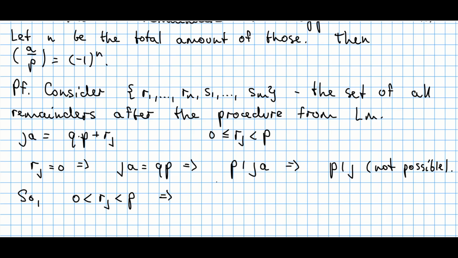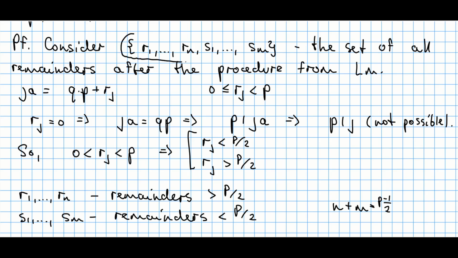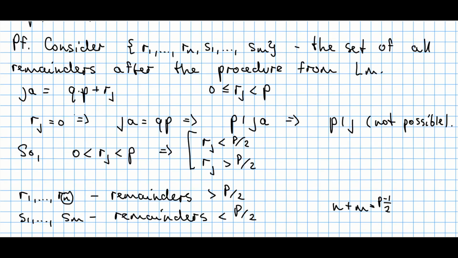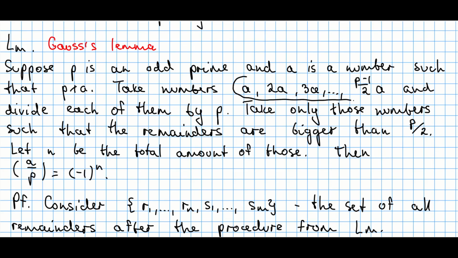And here, this decomposes into two possibilities. Either Rj is going to be strictly less than P over 2, or it can be strictly bigger than P over 2. It cannot be exactly P over 2 just because P is an odd prime, so P over 2 will not be an integer. So this set contains the following. R1 through Rn are going to be remainders strictly bigger than P over 2, and the total amount of them is n, according to how we defined this number n in this lemma. And also the rest of the remainders, S1 through Sm, are going to be remainders strictly less than P over 2. The total amount of elements right here is going to be (P minus 1) over 2. So this is exactly n plus m, since we had (P minus 1) over 2 elements right over here.